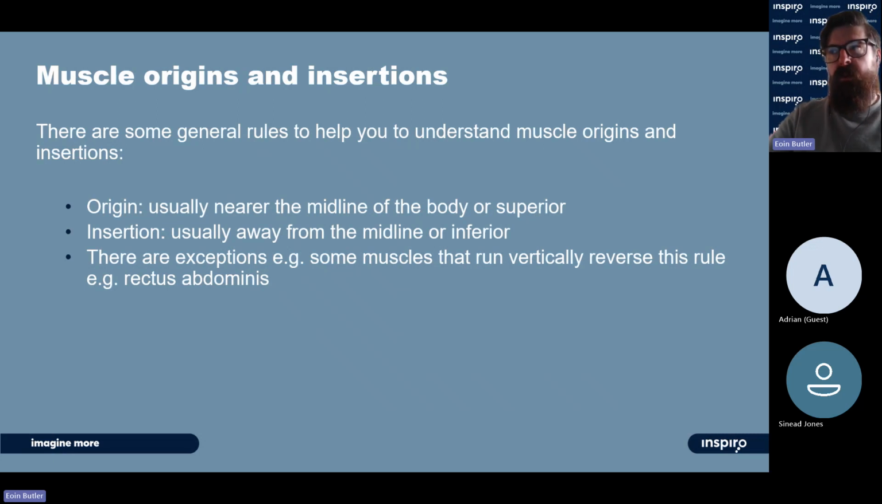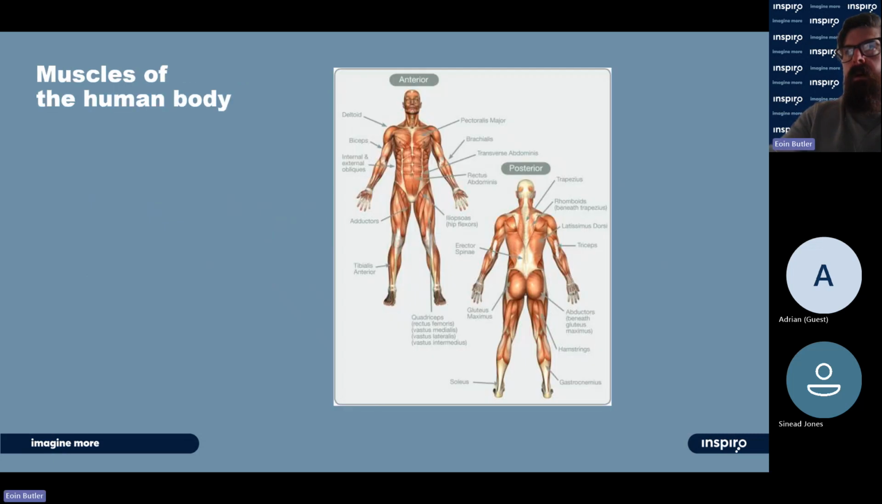Some muscles that run vertically reverse this rule, such as rectus abdominis. The origin would be on the pubis bone, inferior, and the insertion would be on the lower ribs. Okay, don't worry too much about that. It's not really going to come up in the exam, but just be aware that there are some exceptions to the rule. Okay, so I've got a little chart here which shows you the muscles of the body and their location.